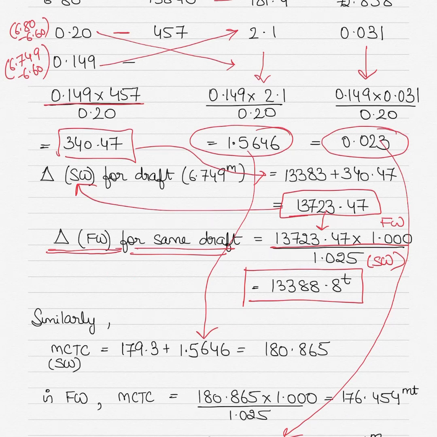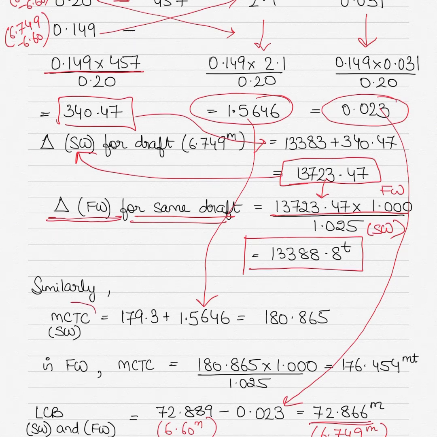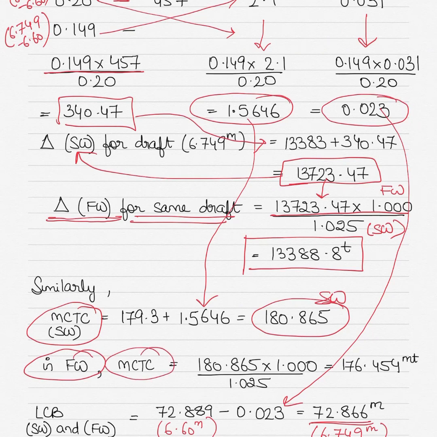Alright, but you have to note one more thing here which is very important. Just like you converted your displacement from seawater to freshwater, you also have to convert your MCTC, because the MCTC you calculate is for seawater. This is seawater MCTC because you got this from the tables. For freshwater MCTC, you have to do what you did for the displacement: multiply the seawater MCTC by the freshwater density and divide it by the seawater density of 1.025, and you will get your MCTC for freshwater.